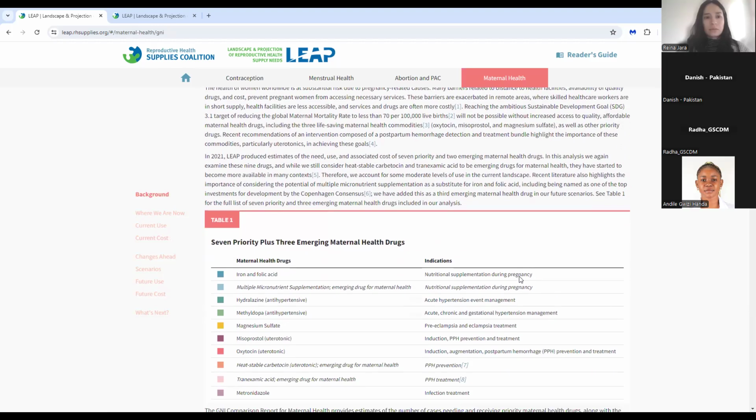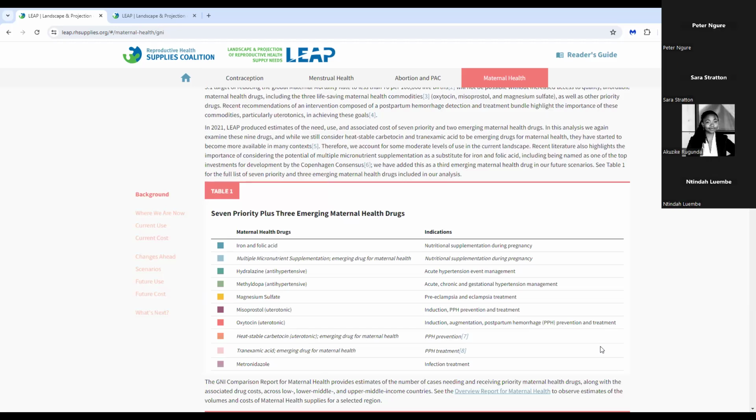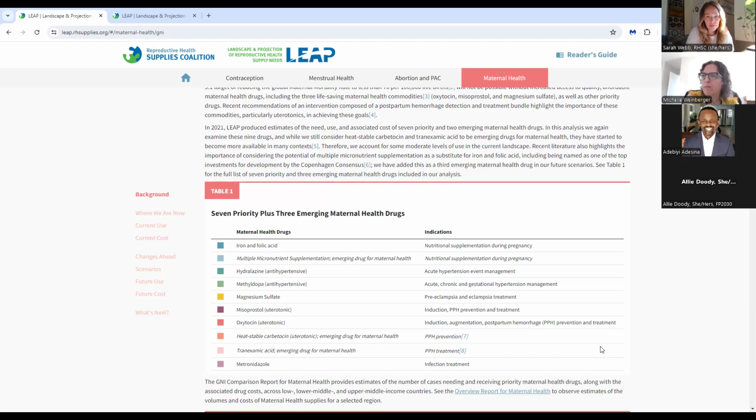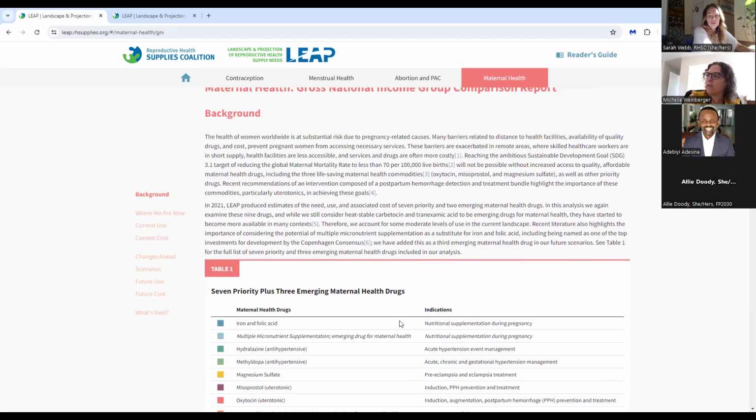So for maternal health, we are covering 7 what we're calling priority maternal health drugs, and then 3 emerging drugs. These priority drugs were brought together in 2021 based on a number of different efforts, aligning to some work from R4D, looking at maternal health markets, looking at the 3 life-saving maternal health commodities, which are oxytocin, misoprostol, and magnesium sulfate. We wanted a list that was bigger than those 3, but still manageable, and so we landed on this list of 7 priority drugs.